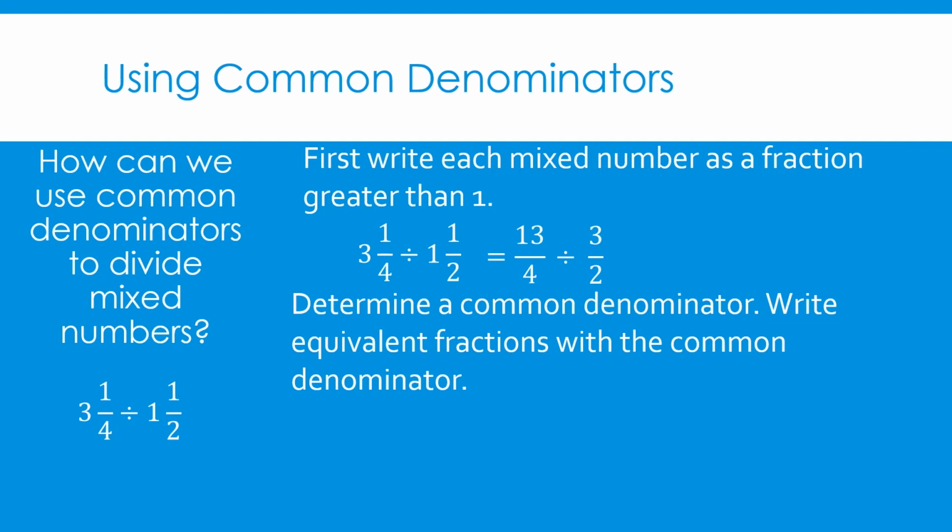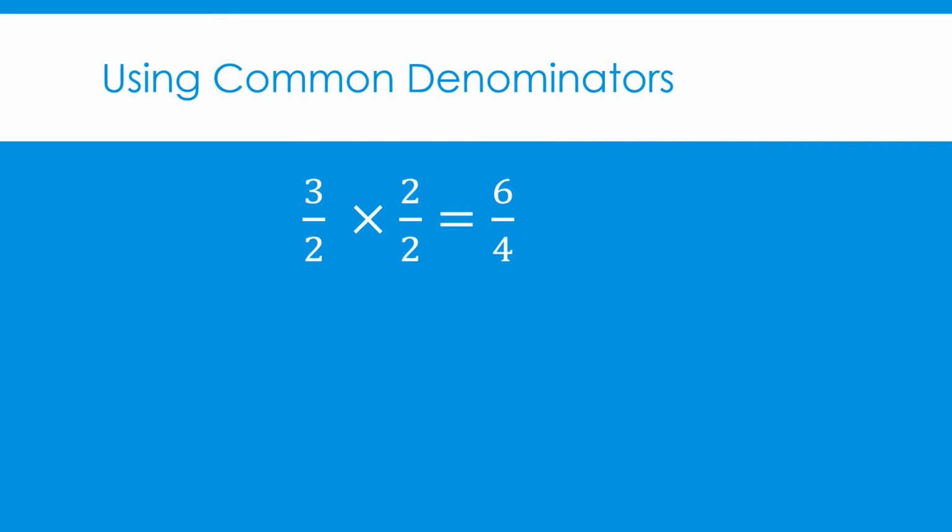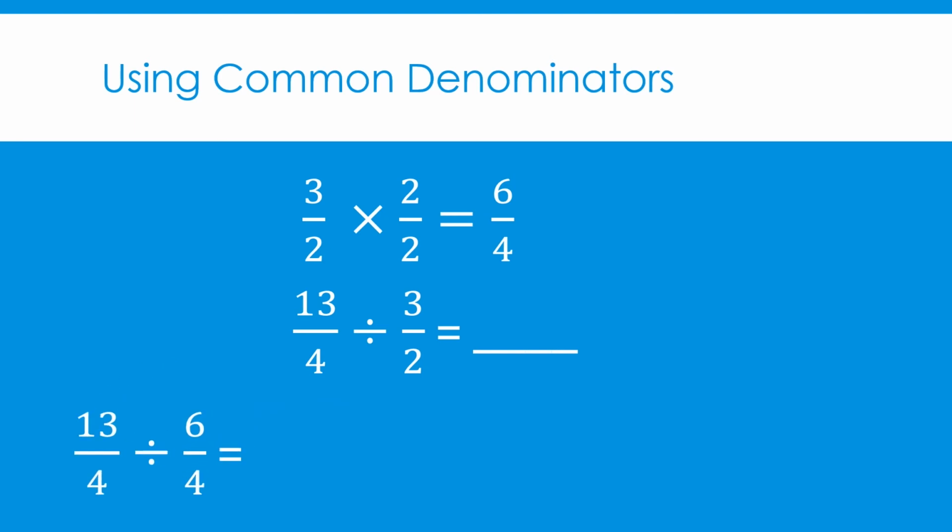denominator. Now we will write equivalent fractions with the common denominator. I can rename 3/2 to 4ths by multiplying by 2/2. 3/2 is equivalent to 6/4. Now that I know that 3/2 is equivalent to 6/4, instead of thinking of my problem as 13/4 divided by 3/2, I can think of it as 13/4 divided by 6/4.